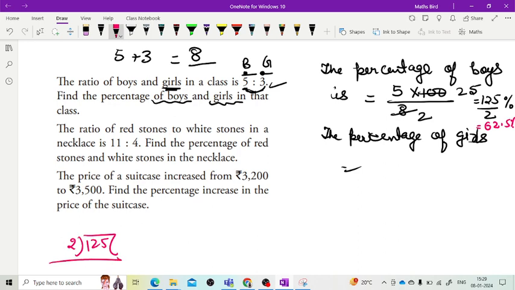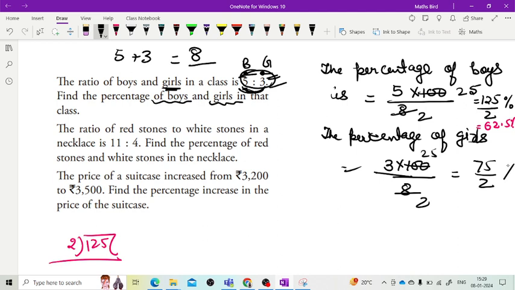Same thing you will do here. Percentage of girl. See, what is the ratio of girl? 3 is the ratio of girl that is given. So see, 3 multiply by 100 whole upon total. 5 plus 3, again 8. 75 by 2%, or 37.5%. That is the answer. When you solve 75 by 2, you will get 37.5.